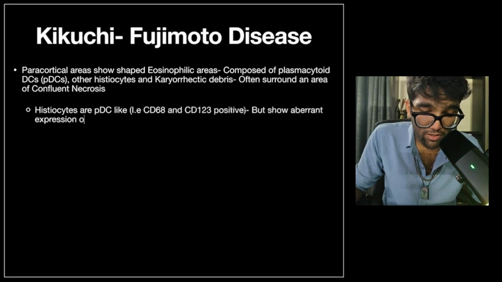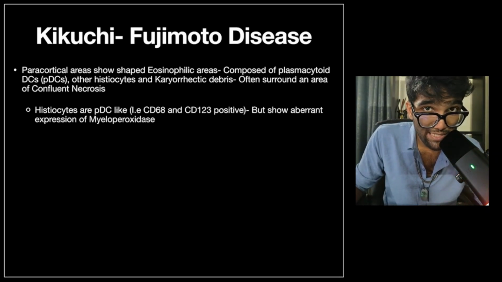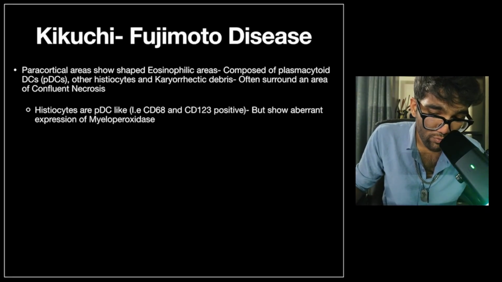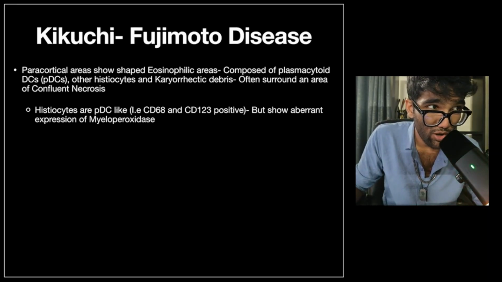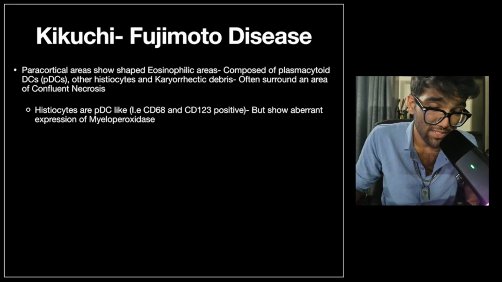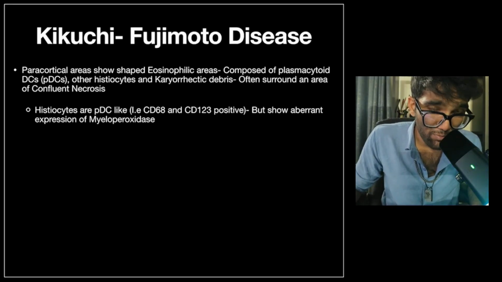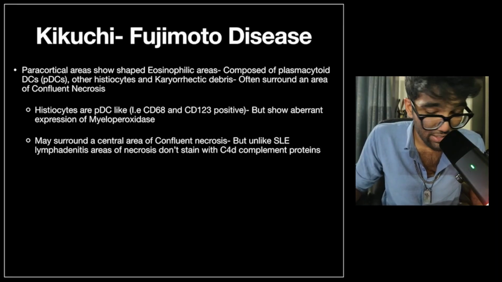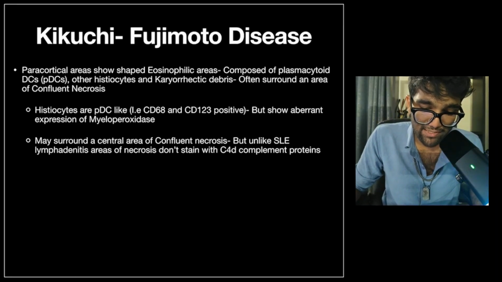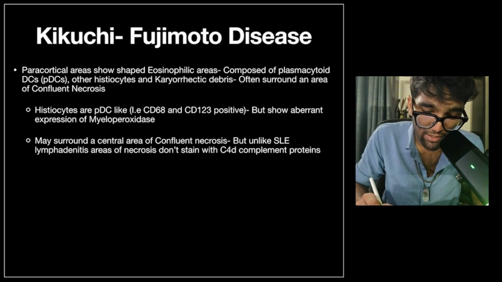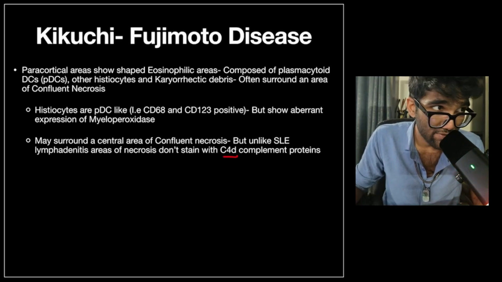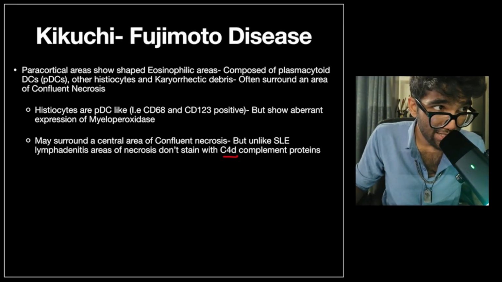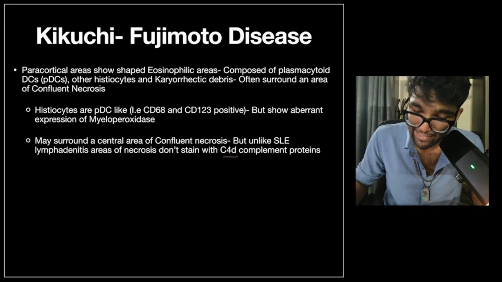Now, histiocytes here are positive for CD68 and CD123, making them plasmacytoid dendritic cells. However, they also show aberrant expression of an odd thing for a plasmacytoid dendritic cell to express, that is myeloperoxidase, which is normally expressed by normal histiocytes and neutrophils. Now, again, there may be a central area of confluent necrosis, but unlike SLE lymphadenitis, these areas do not stain for C4d, which is a final product of complement activation, indicating that this is not complement mediated necrosis, unlike in SLE.